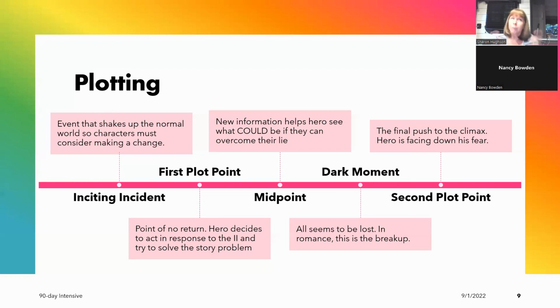All right. Now, the dark moment is when all seems to be lost. There's no way they can win. They have lost.